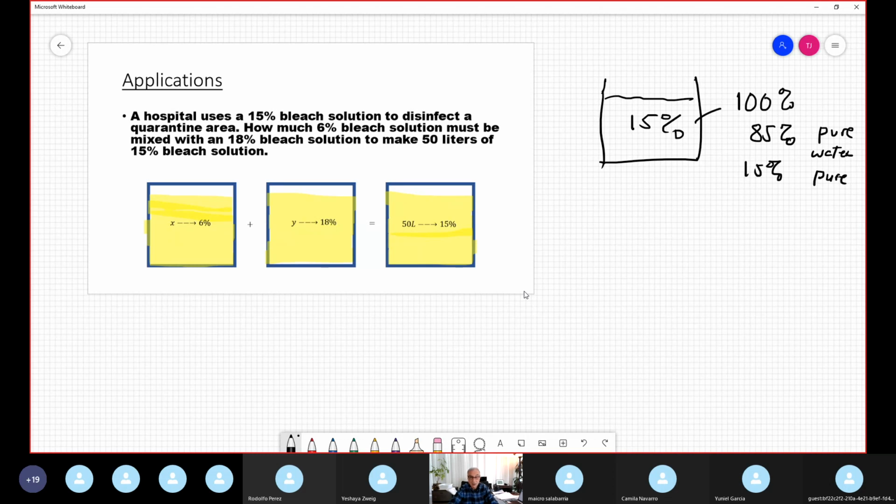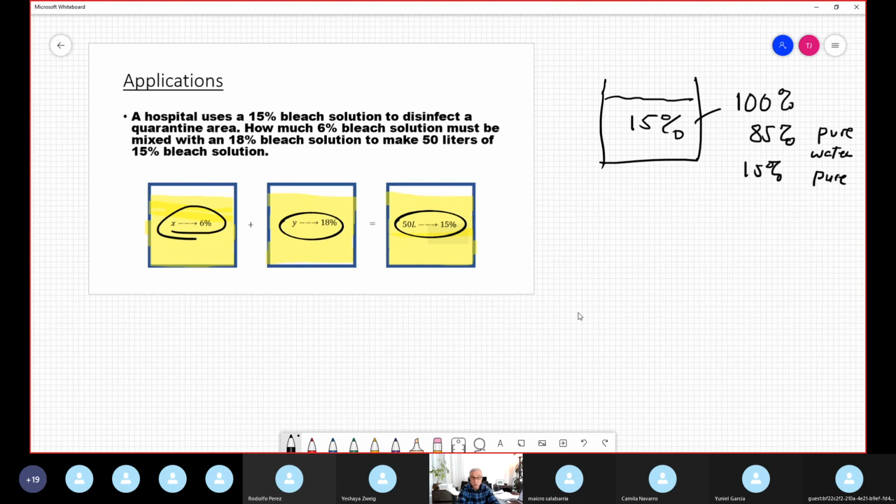Yes. Now I have three containers in my mind, because I need to create the 15% solution. In the hospital I need to use a 6% solution. Look, it's not enough, but I need to increase it with an 18% solution to get the desired result: 50 liters of the 15%. Do you understand the problem now?